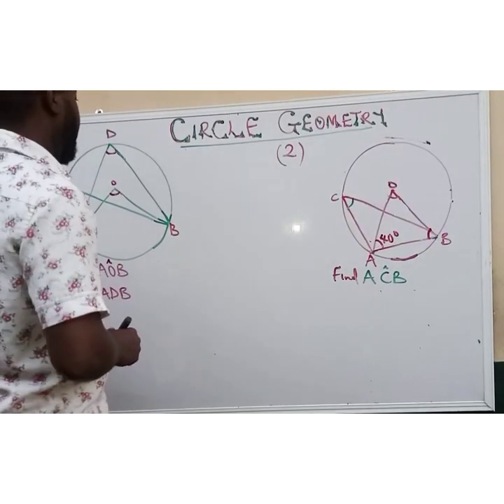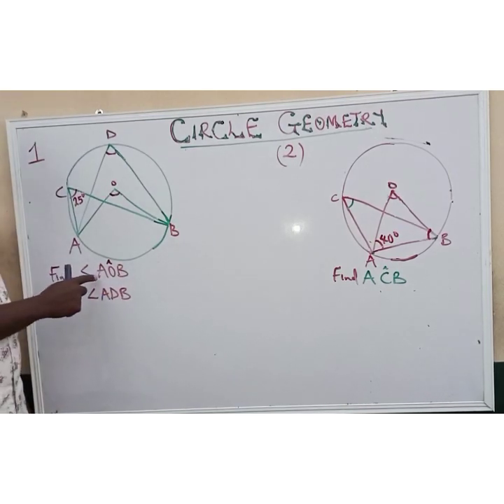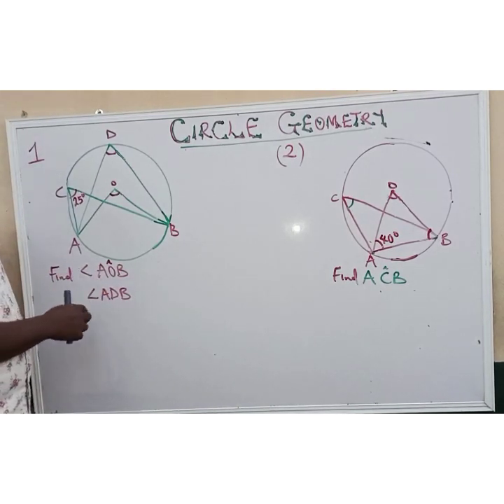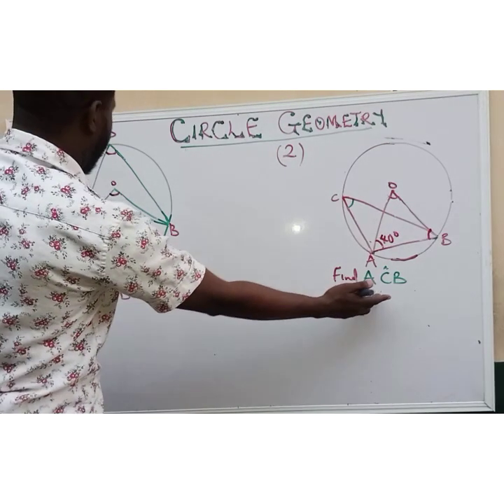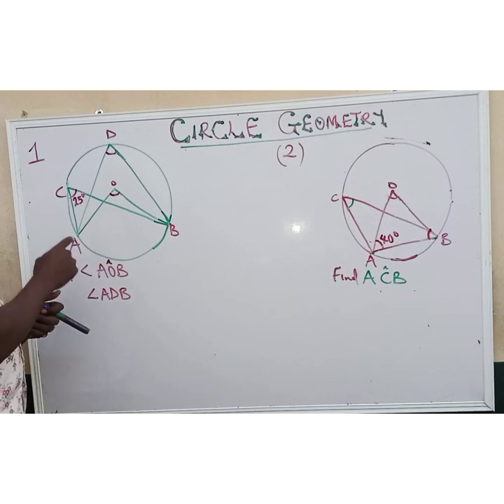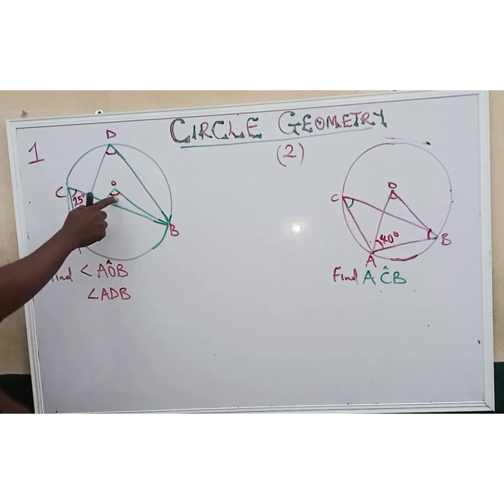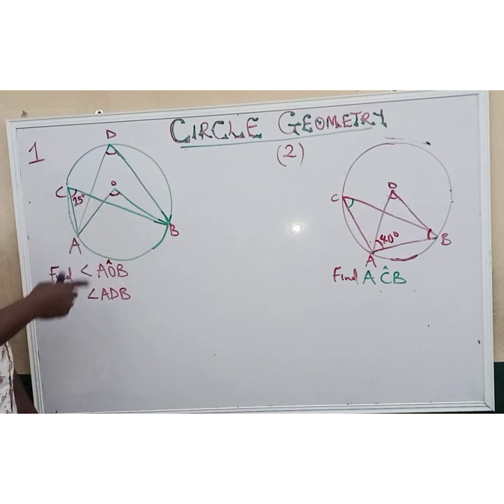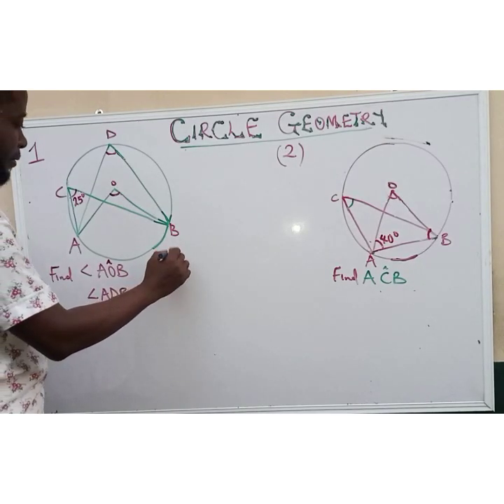We have two questions on the board. The first one says we should find angle AOB and angle ADB. Then the second question says we should find angle ACB. So let's quickly look at this on the board here. So let's quickly identify AOB. So AOB first here. That's the angle at the center. So we are asked to find angle AOB.